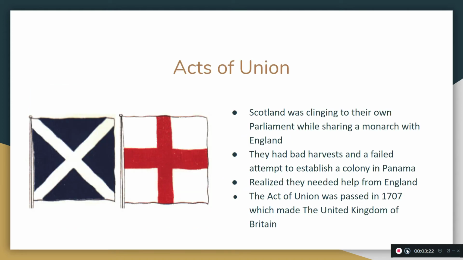So the Acts of Union. Scotland was clinging to their own parliament while sharing a monarch with England. They had many bad harvests and actually failed in an attempt to establish a colony in Panama. They realized after this that they needed help from England, so the Act of Union was passed in 1707, which made the United Kingdom of Great Britain. So it was Scotland and England put together.